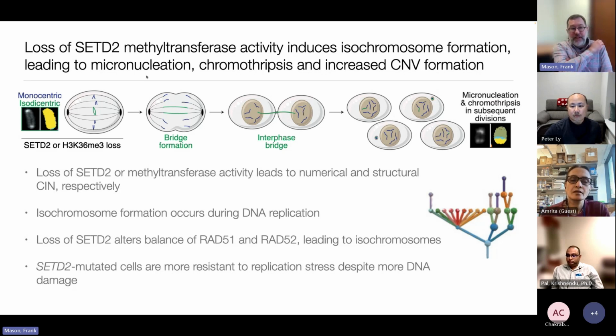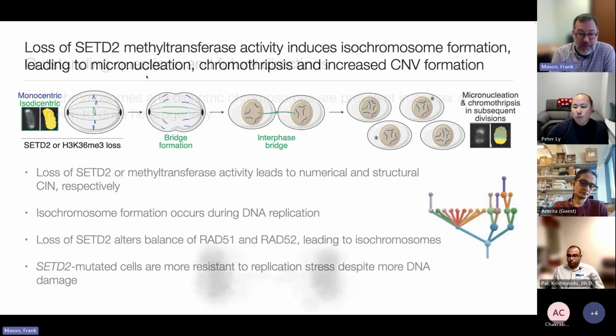And so what we're positing is that loss of SETD2 or its catalytic activity, H3K36 trimethylation, induces the formation of these isochromosomes and isodicentric chromosomes that can form these chromatin bridges during mitosis, and ultimately these chromatin bridges can break and induce micronucleation and chromothripsis in subsequent divisions. And this could promote copy number alterations that might be sufficient to induce the subclonal heterogeneity that's been described.